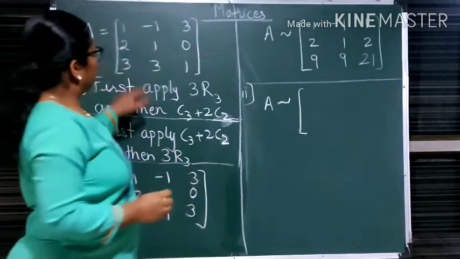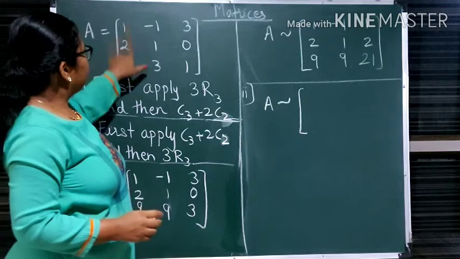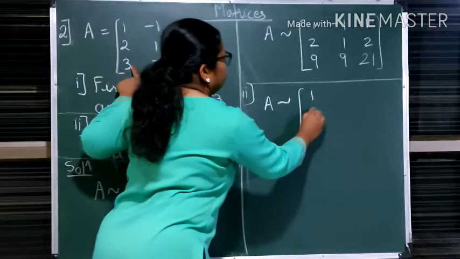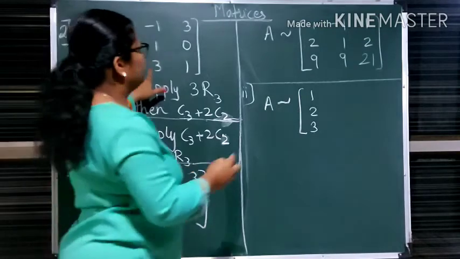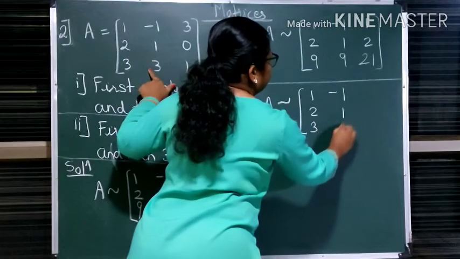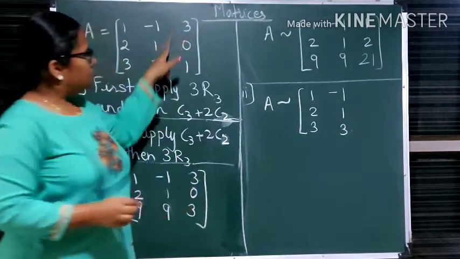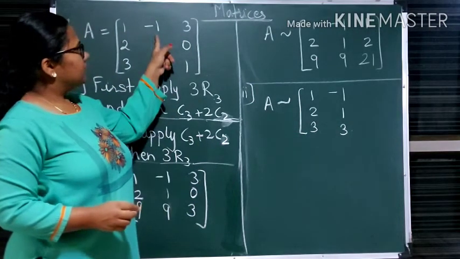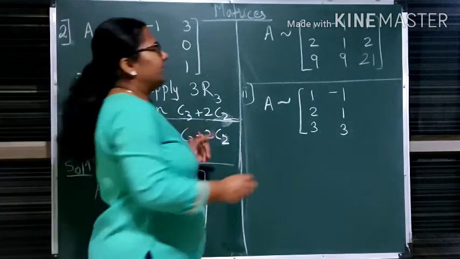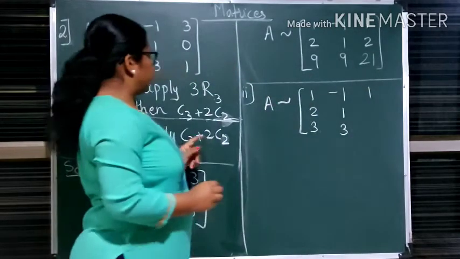Yes. So on this matrix, first column as it is: 1, 2, 3. Second column as it is: minus 1, 1, 3. And the third column will get changed now. C3: 3 plus 2 into minus 1. 2 into minus 1 is minus 2. 3 minus 2 is 1. So this element becomes 1.